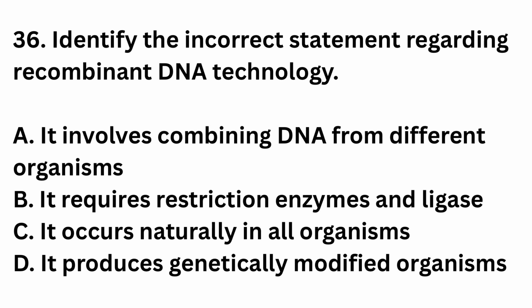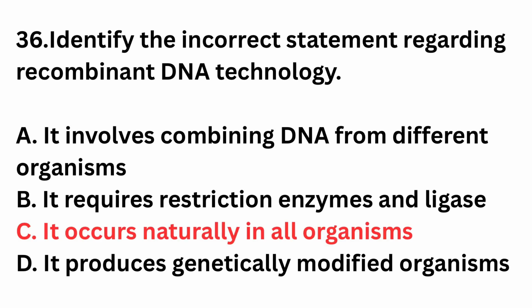Question number 36. Identify the incorrect statement regarding recombinant DNA technology. It involves combining DNA from different organisms. It requires restriction enzymes and ligase. It occurs naturally in all organisms. It produces genetically modified organisms. The right answer is option C. It occurs naturally in all organisms. Recombinant DNA technology is artificially performed in laboratories and does not occur naturally in all organisms.